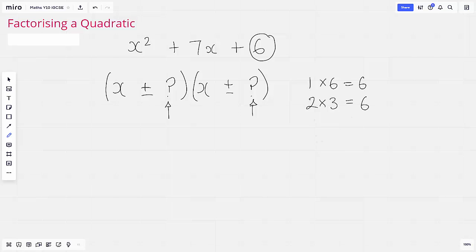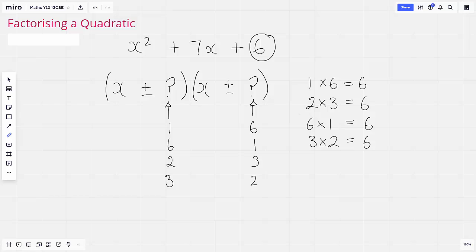Now, it's worth noting that we should also consider 6 times 1 equals 6 and 3 times 2 equals 6. In other words, I've taken the reverse of 1 times 6, made it 6 times 1, and likewise 2 times 3 reversed to 3 times 2. So these combinations to give me 6 mean that I could have 1 times 6 in there, or 6 times 1, 2 times 3, or 3 times 2.